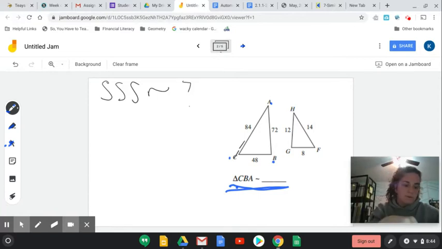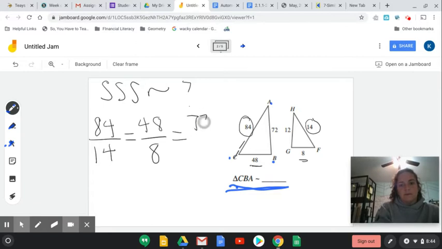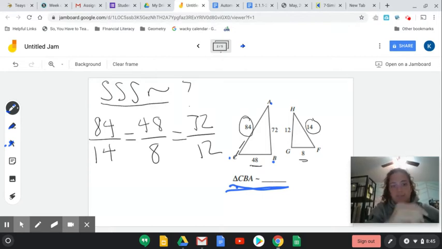So remember from the previous lesson, I said that you're going to match the biggest number of the big triangle to the biggest number of the smaller triangle, and so on. So we're going to set up a proportion. 84 is the biggest number of this triangle, which is going to match up with 14. So 84 over 14, is that equal to, let's go smallest to smallest, 48 over 8? Is that also equal to what's left, 72 over 12? So all three of these fractions have to be equal to each other for side, side, side to work.